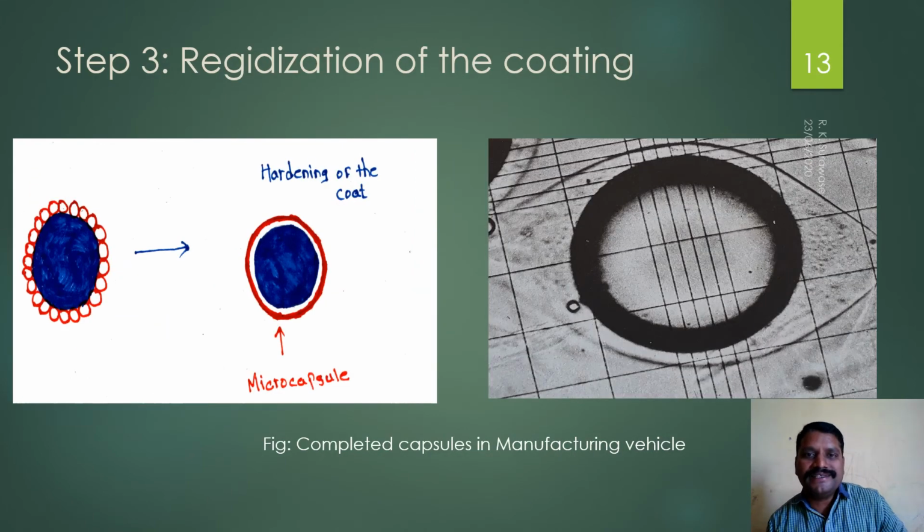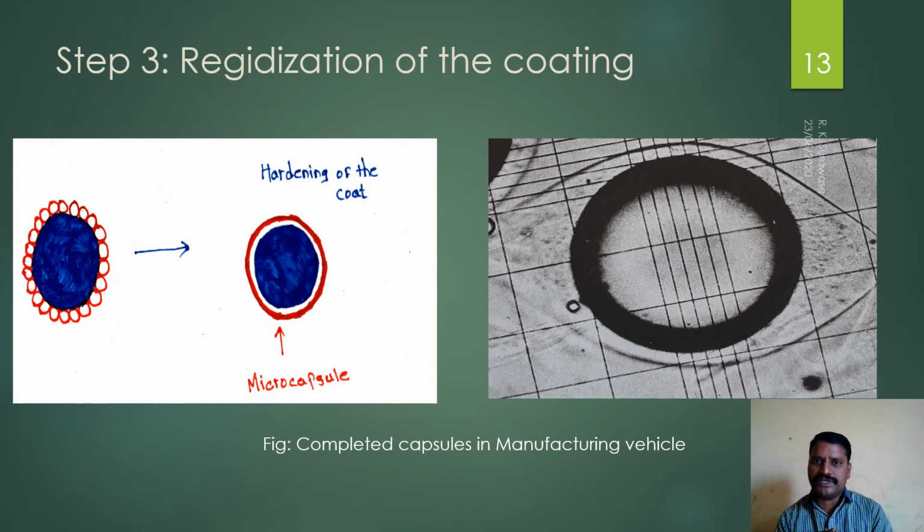And the last step, rigidization of the coating, the formation of microcapsule, hardening of the coating material around the core material. So rigidization, the hardening of the coating material, by filtration, by decantation, by centrifugation, or cooling temperature. So these are some approaches generally used to rigidize the coating material. So these are the very important steps involved in coacervation.